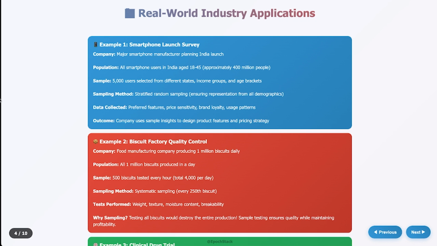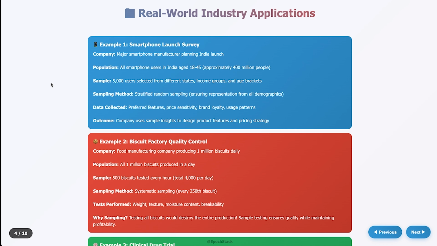So today we are going to learn about the use of population and sample in real world industry applications. In our previous video we learned what population and sample are, and what the different kinds of sampling strategies are. In this video we will go through examples one by one and figure out how sampling is used in real world scenarios.